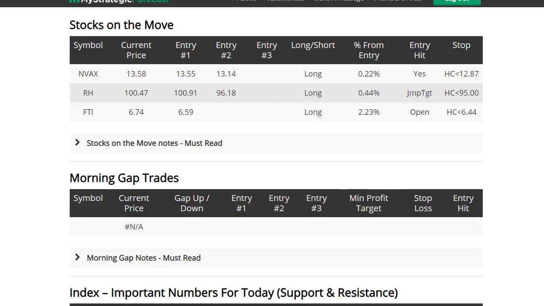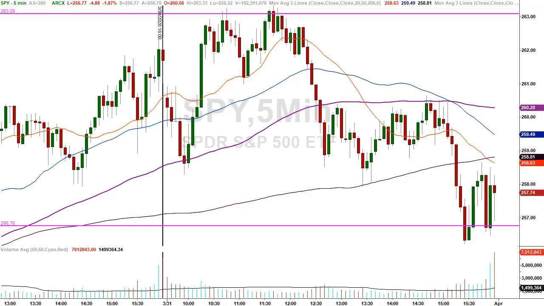Let's take a look at stocks on the move real quick. We had only 3 on the board today: NVAX, RH, and FTI. NVAX did the deal. We'll take a look at that chart. RH was somewhat of a screw job. Some traders made a ton of money. This trader got screwed over. And FTI did nothing.